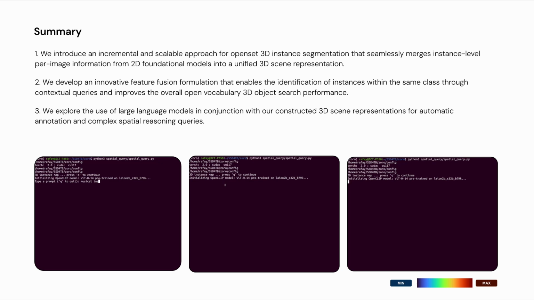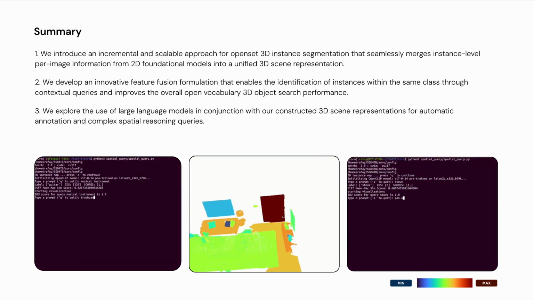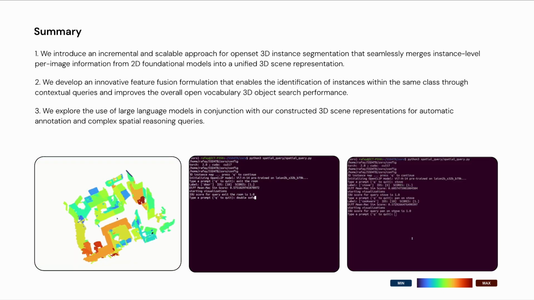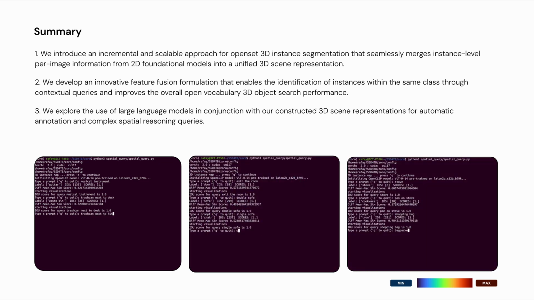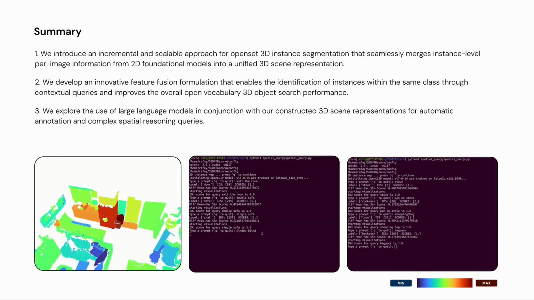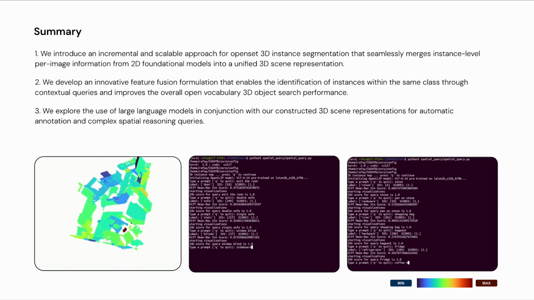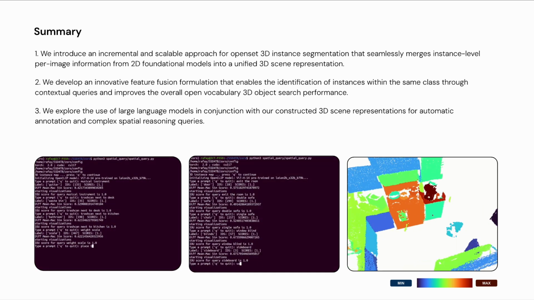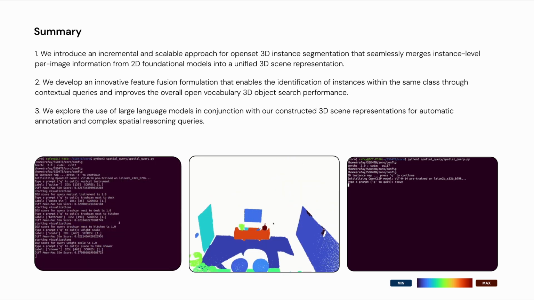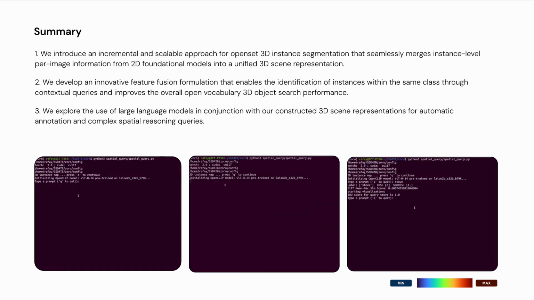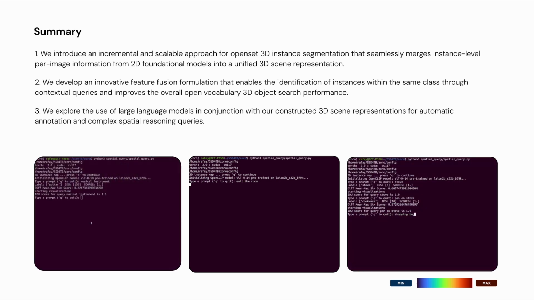In summary, we introduce an incremental and scalable approach for OpenSet 3D instance segmentation that seamlessly merges instance-level per-image information from 2D foundational models into a unified 3D scene representation. We develop an innovative feature fusion formulation that enables the identification of instances within the same class through contextual queries and improves the overall open vocabulary 3D object search performance. Lastly, we explore the use of large language models in conjunction with our constructed 3D scene representations for automatic annotation and complex spatial reasoning queries.